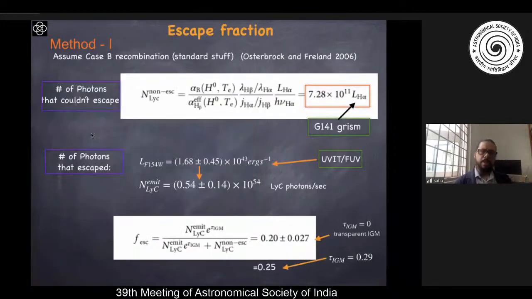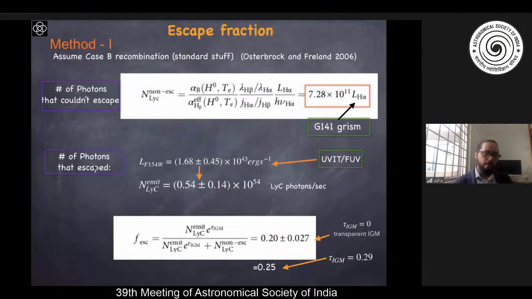Once we had the AstroSat observations explained with a model, we now have an SED model. We wanted to look at the escape fractions, like how many photons actually escape from the galaxy. The number of photons produced comes from case B recombination. This is the standard stuff from the Osterbrock book. In terms of H alpha luminosity, it is around 7.22 times 10 to the 11th. This H alpha luminosity, we have a very good detection from the HST grism.